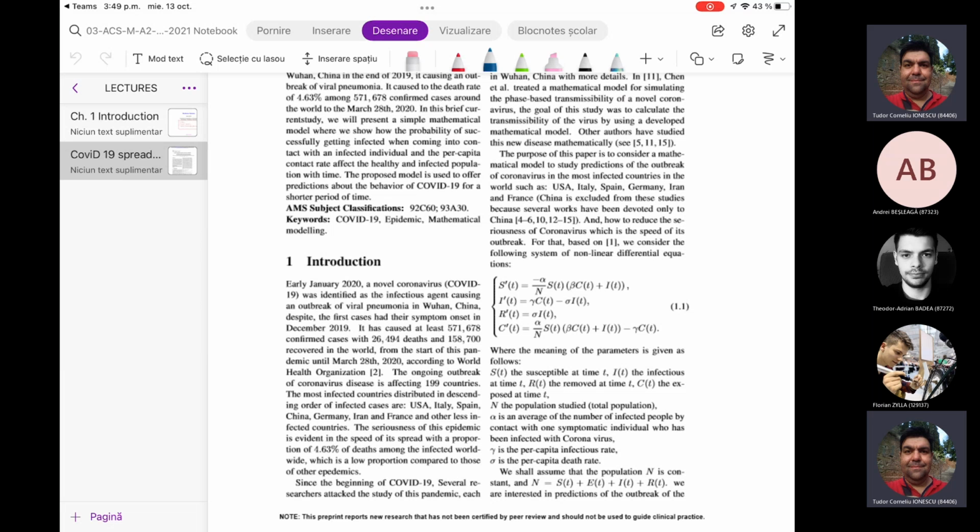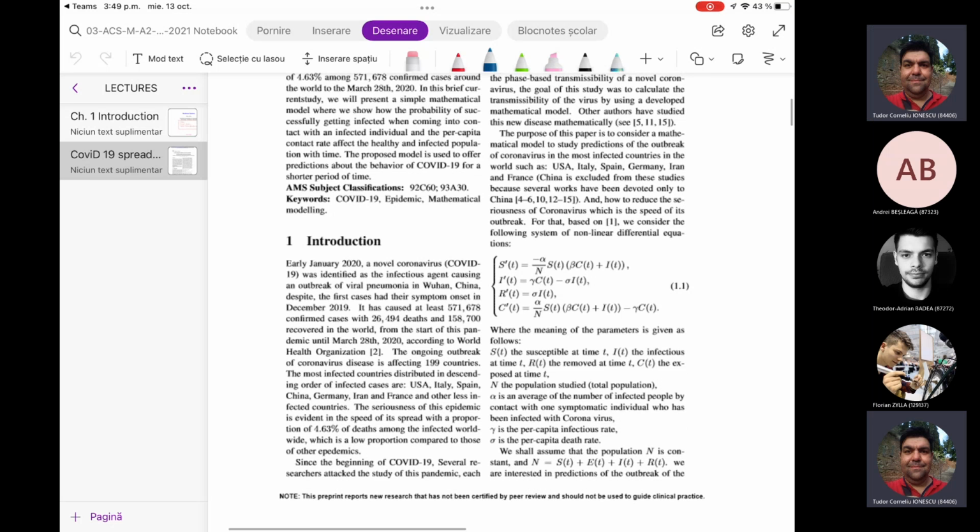Not very much taken into consideration. So this removed essentially is dead, because I wouldn't say it's about the people who got cured. They don't talk about people who get cured here. So maybe it's not a very accurate model, but it's a model. And of course, if you add up all these 4 states, you get N, the total population of these countries, the total population under study.